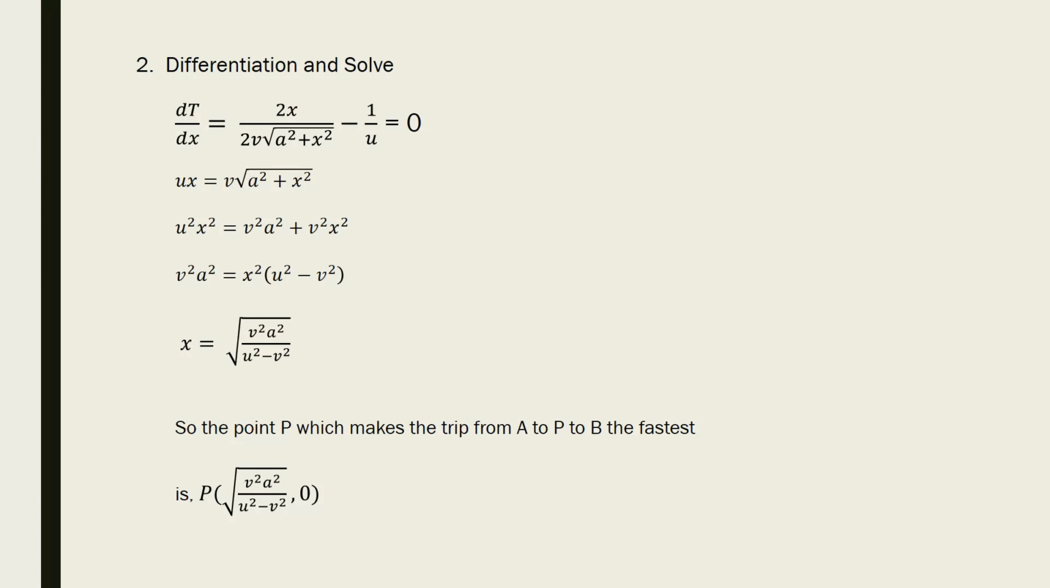So the point P, which makes the trip from A to P to B the fastest, is point P at the square root of v squared a squared over u squared minus v squared, comma 0.